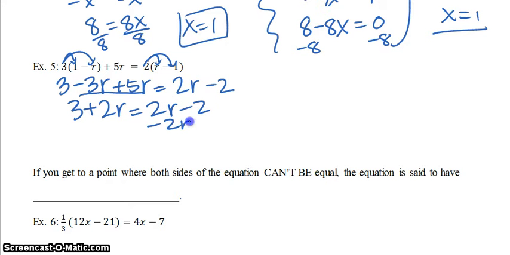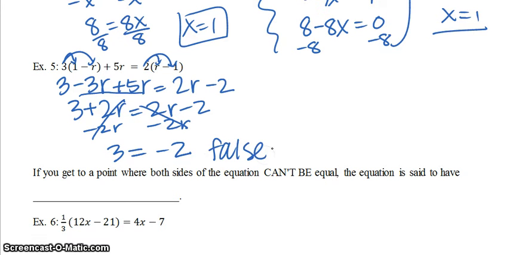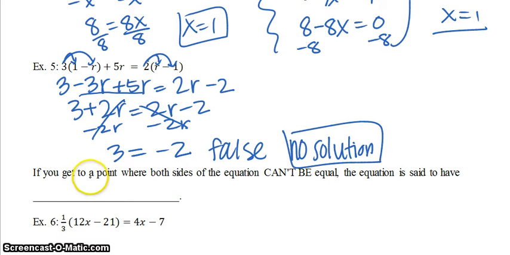I'm going to subtract 2r first. Again, it doesn't matter which order. And then that cancels out. So we end up getting 3 equals negative 2. Okay? I just want to let you know, if we get a false statement, that means the answer is no solution. Okay? No solution. So it says if you get to a point where both sides of the equation can't be equal, the equation is said to have no solution.